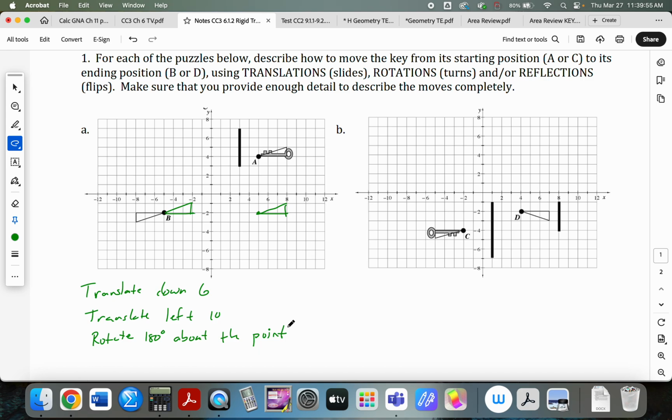Now, when we start doing these without the key there, we'll have all 3 points. So let's go ahead and just say what the points' coordinates are. They're -5, -2. And we'll start doing that.